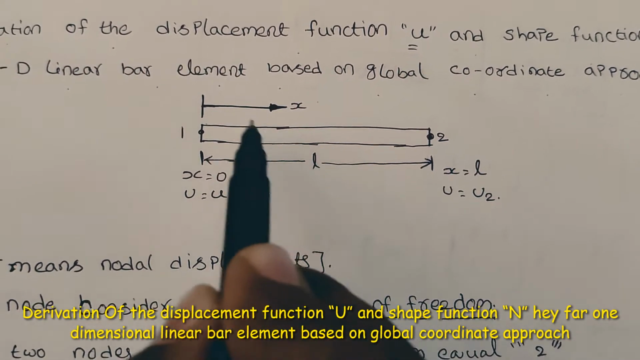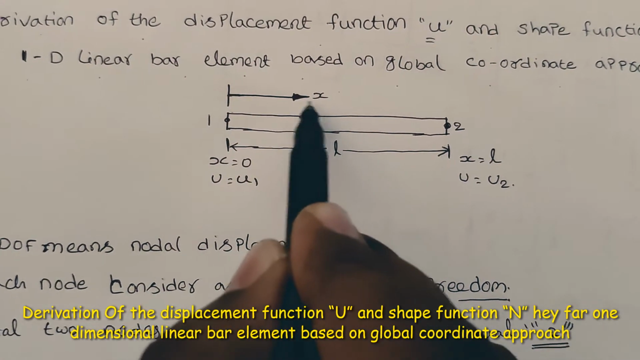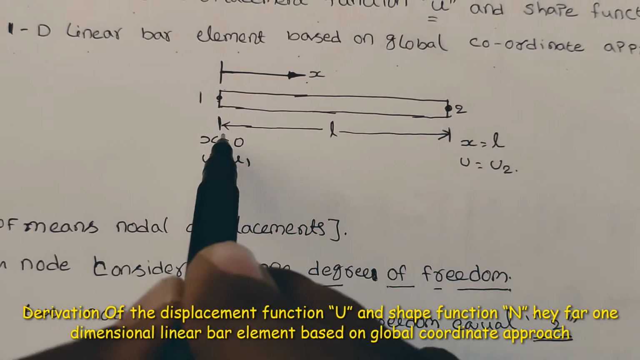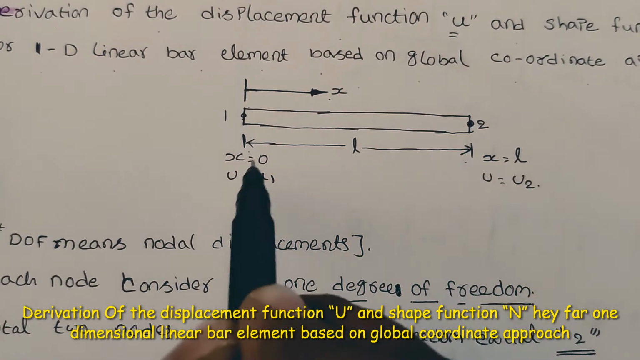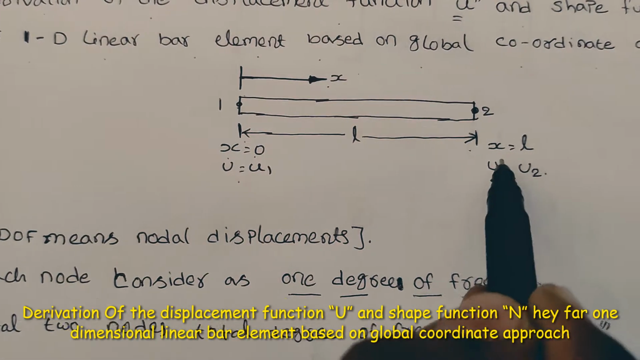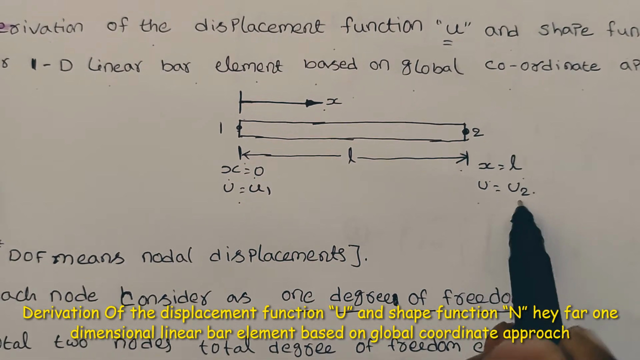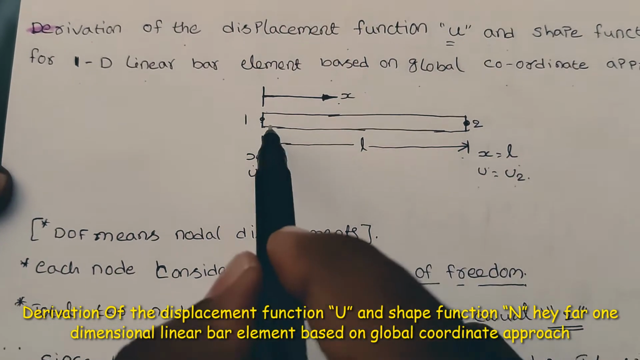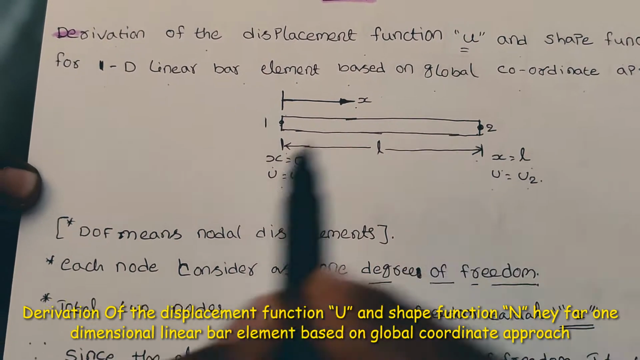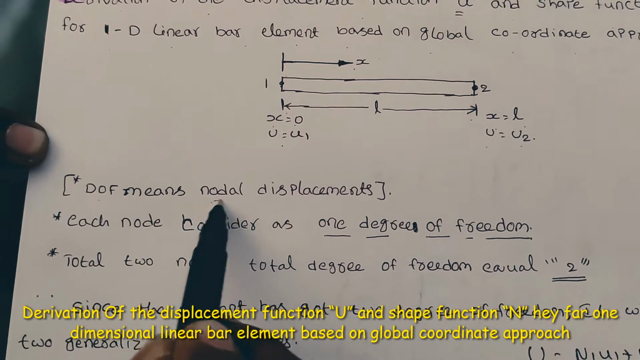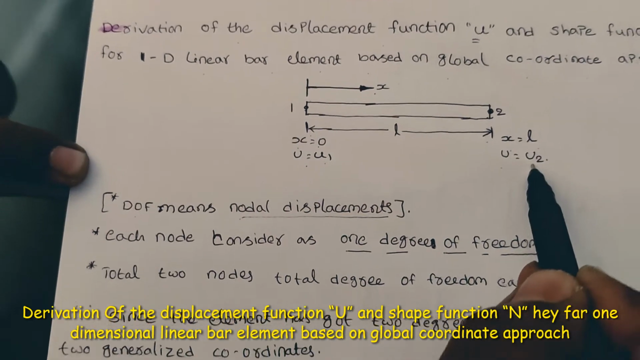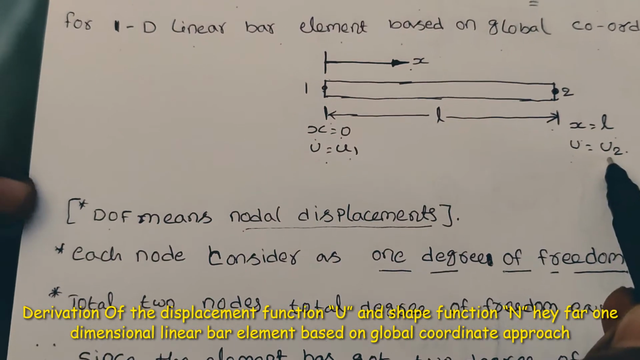It is a one-dimensional element, that's why it is shown in one direction, that is x. It has two nodes, 1 and 2. The length of the bar is equal to L. Initially x is equal to 0, the nodal displacement is u1; at x equal to L, the displacement u is equal to u2. In a one-dimensional bar, each node has 1 degree of freedom. Degree of freedom means the nodal displacements. So u1 and u2 are the nodal displacements at the corresponding nodes.